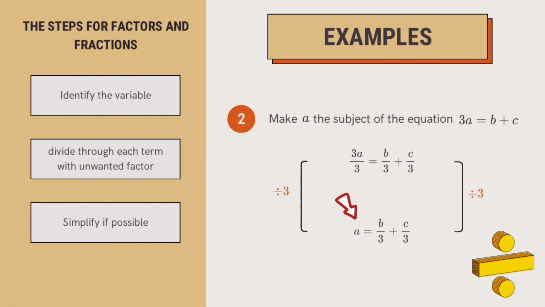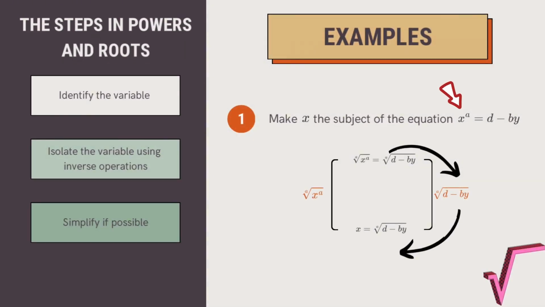3. Powers and roots. Let's make x the subject of the equation x raised to the power a equals d minus b times y. To isolate x, we use the inverse operation of the power a, which is the ath root. This gives x equals the ath root of the expression d minus b times y.